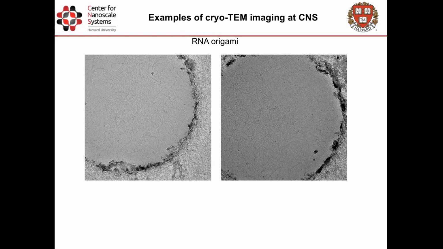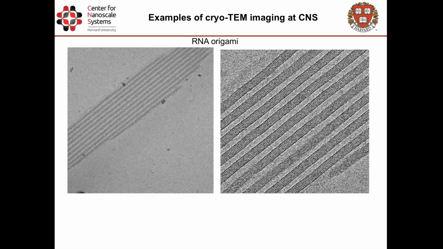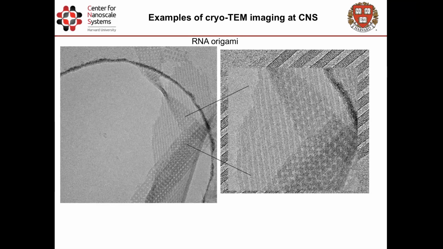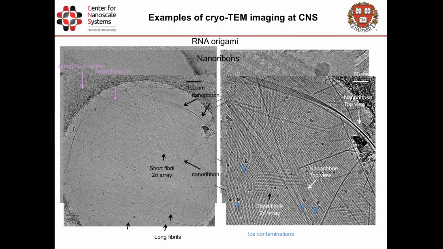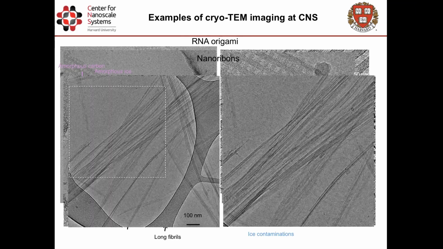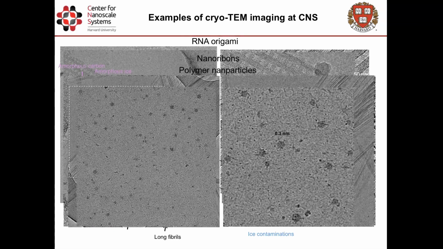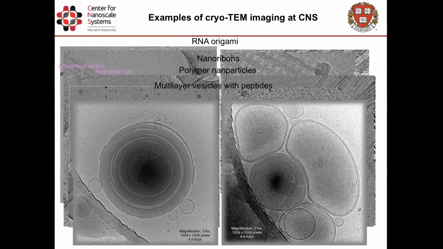Some other projects I did were composites like RNA origami, linear, superimposed lattice, and so on. These are nano ribbons, carbon nanoribbons. We have polymer nanoparticles, very hard to image because they are very, very small and have a very low signal to noise ratio. And of course, multilayer vesicles with peptide. These vesicles could not be imaged at higher than 4.4 angstrom per pixel because they're so big, they bow immediately when they see even one electron. Therefore, it was a challenging project, but we got very nice pictures.